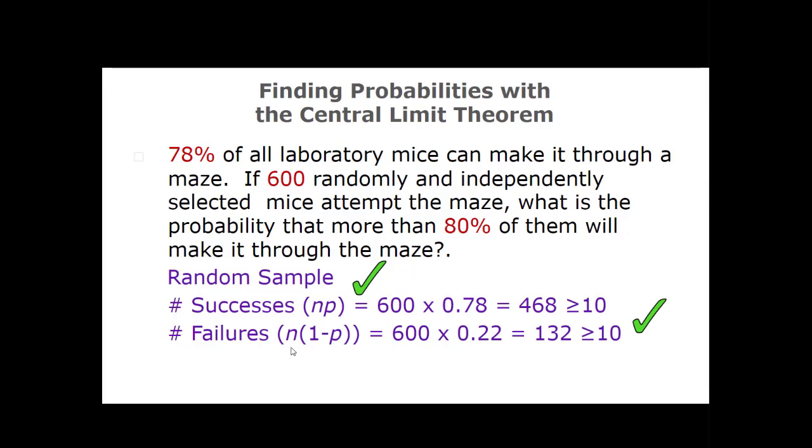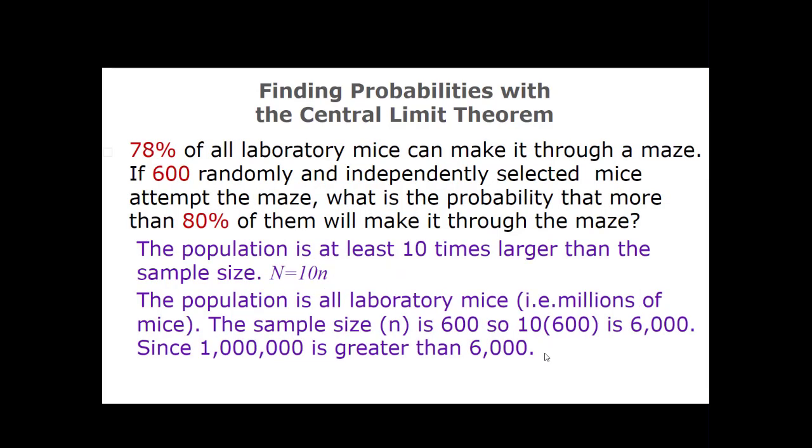Same with the failures. If I expect 468 to be the successes, then the difference would be the failures. You can subtract that if that makes the most sense to you. Another way to do it mathematically would be to subtract the proportion from a whole. So 1 minus 0.78 is 0.22. Then multiply it by the sample size and you will get the failures. Again, it's 132. Since 132 is greater than or equal to 10, that criteria is also met.